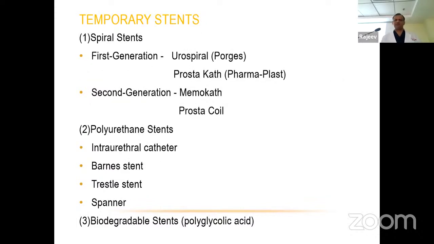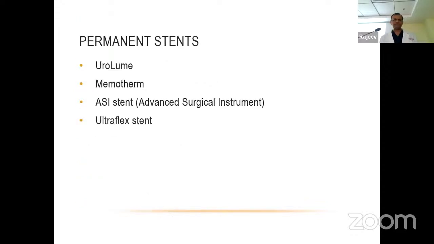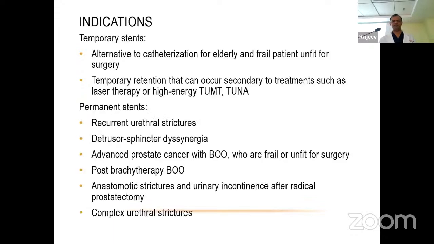These are different types of temporary stents: spiral, polyurethane, and biodegradable stents like polyglycolic acid. Permanent stents are Urolume, Memotherm, ASI stent, and Ultraflex stents. Indications for stents: temporary stents are used as an alternative to catheterization for elderly and frail patients unfit for surgery, and they are also used in temporary retention that can occur secondary to treatment such as TUMT or TUNA.